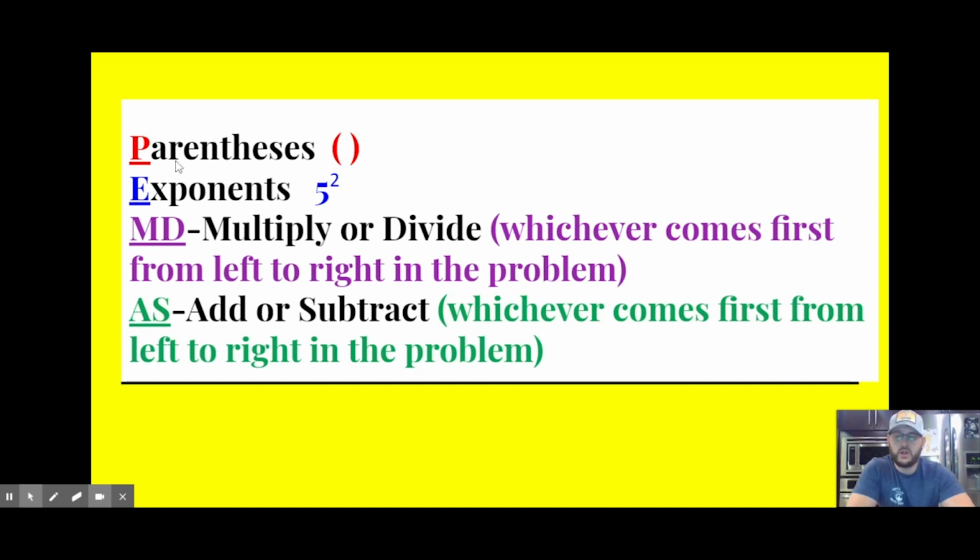Once we've addressed the parentheses and the exponents and multiplication and division, we're left with addition and subtraction. And the same process applies here. If we just have addition, we just add. If we just have subtraction, we just subtract. But if you have both, we do whichever operation comes first from left to right in the problem.